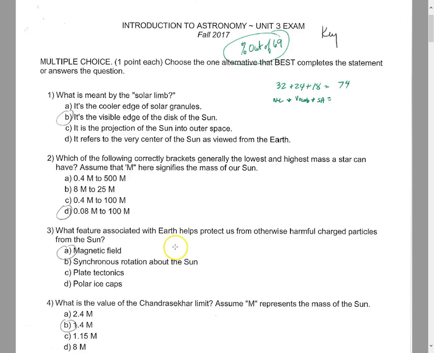All right, let's take a look at your Unit 3 exam. 3 unit exams down, 4 to go, and a comprehensive final. So there were 3 sections.